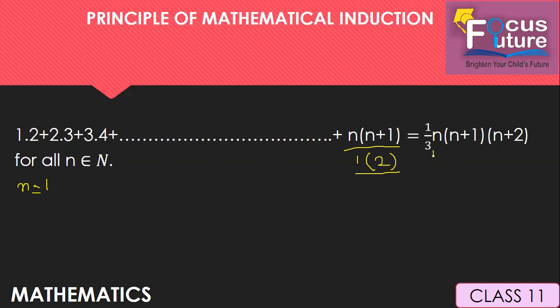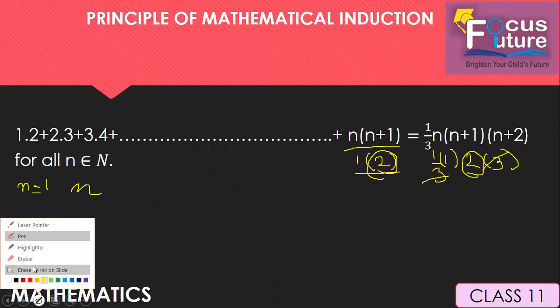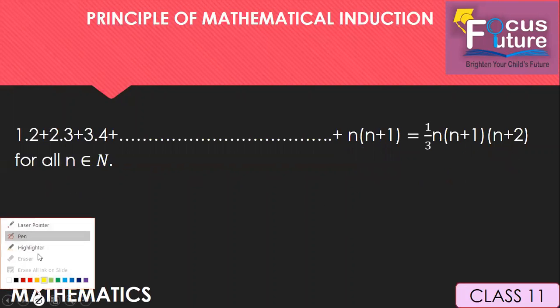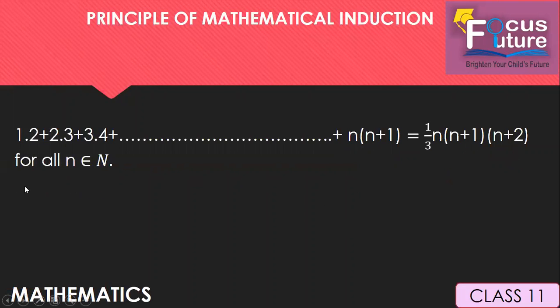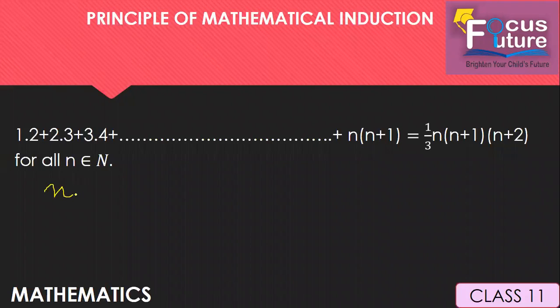Let us check our RHS. So 1 by 3, this would be your 1 into 1 plus 1 into 2 plus 1 into 3. So 3 would cancel out and you are left with 2. 2 equal to 2. So it is true for n is equal to 1. Now you need to assume that n is equal to k is true, right?